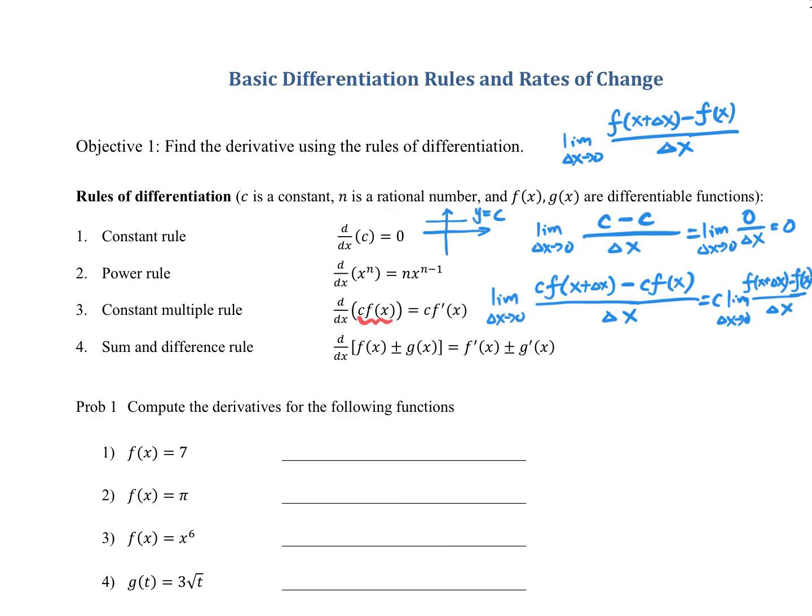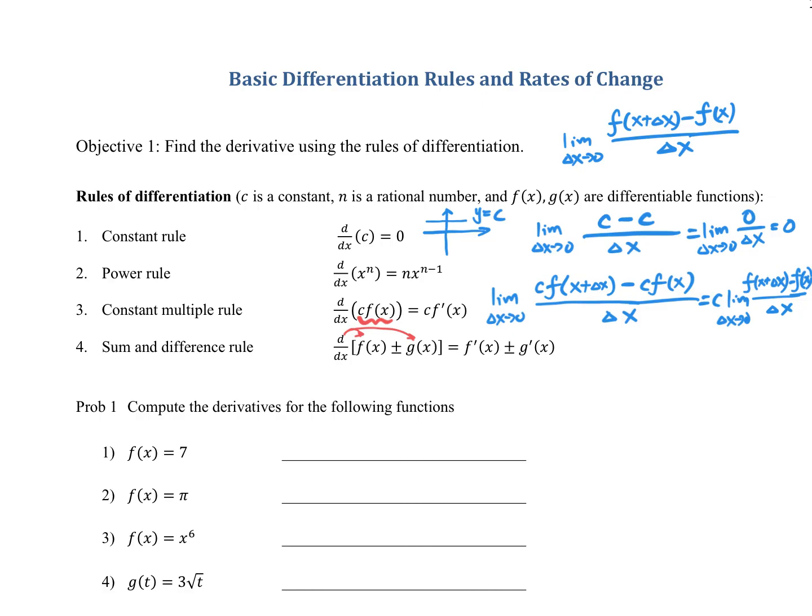That is proved. The next rule is the sum and difference rule. This is saying the derivative of the sum of two functions equals the sum of the two derivatives, or the derivative of the difference of these two functions equals the difference of the derivatives of individual functions. So basically this is saying when you have plus or minus, you can distribute this derivative to each individual function. Now let's do some exercises.